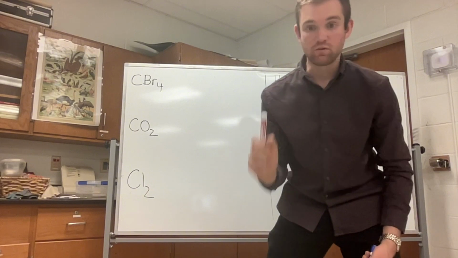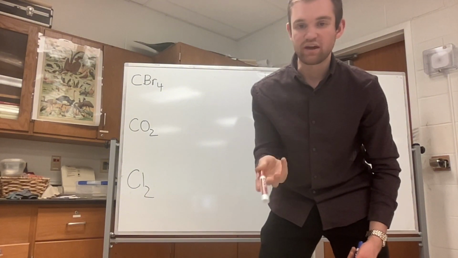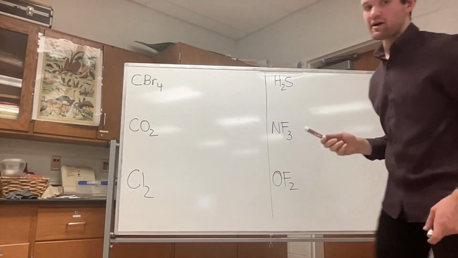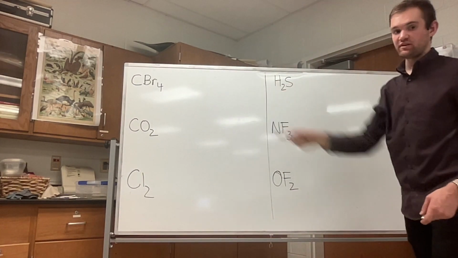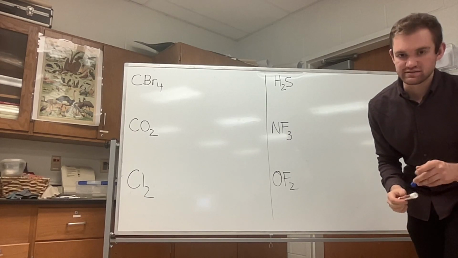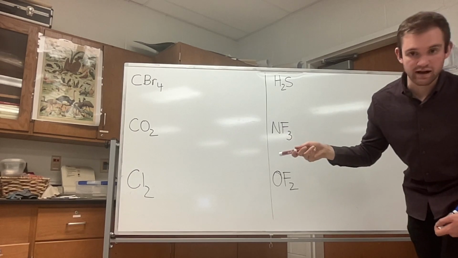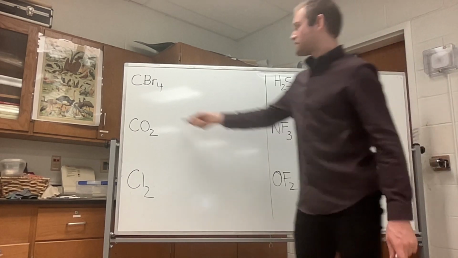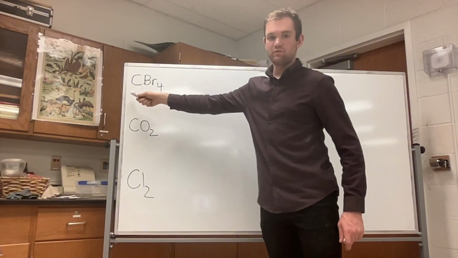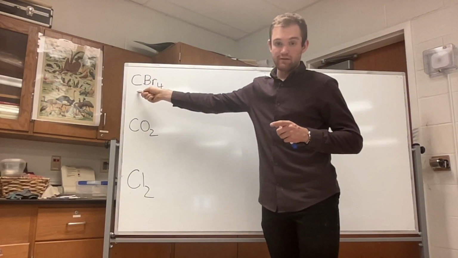And the first thing I want to show you is how to determine what your center atom is. So let's look up here, right? I got 6 different structures. The central atom is super easy. Whichever one you have only one of is usually your center atom. So CBr4, I have 1 C and 4 Brs. That means C is my center atom.